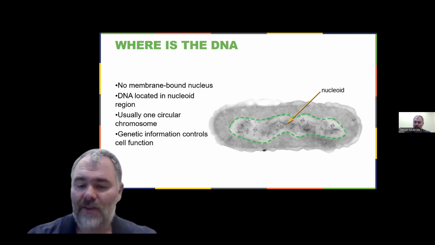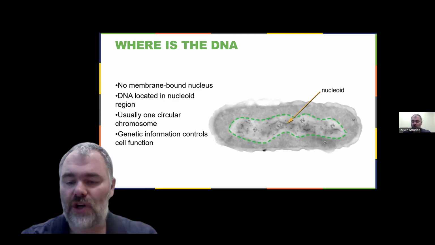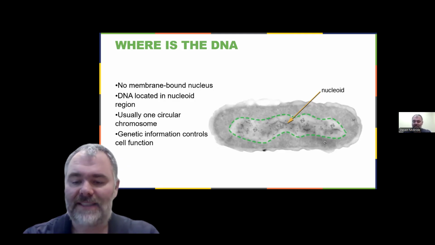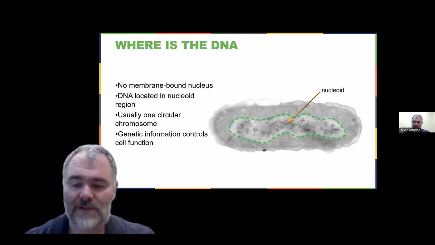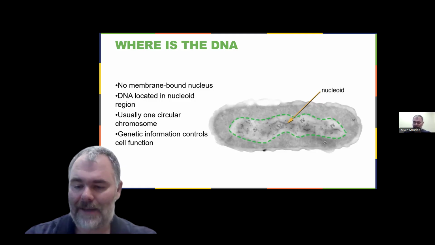In most bacteria, the chromosome consists of a single circular DNA molecule. This DNA contains the instructions needed to build cellular structures, regulate metabolism, and respond to environmental conditions. Even though prokaryotes lack a nucleus, their genetic material is still highly organized inside the cell.